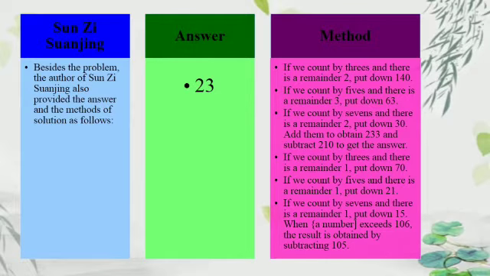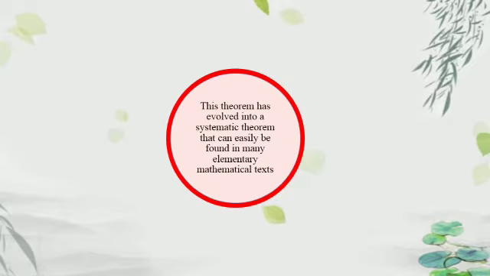If we count by 3 and there is a remainder 1, put down 70. If we count by 5 and there is a remainder 1, put down 21. If we count by 7 and there is a remainder 1, put down 15. When a number exceeds 106, the result is obtained by subtracting 105. This theorem has evolved into a systematic theorem that can easily be found in many elementary mathematical texts.